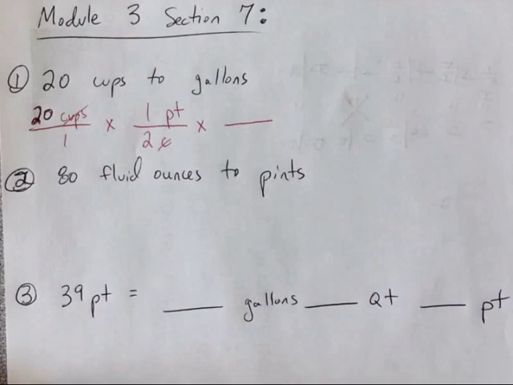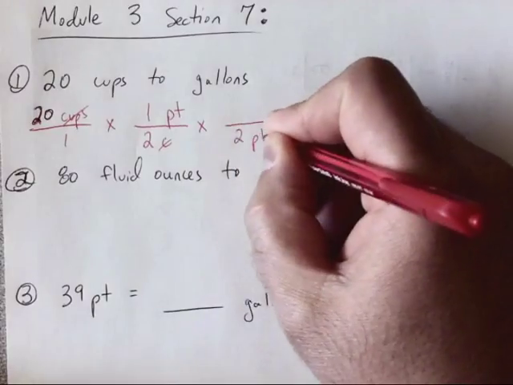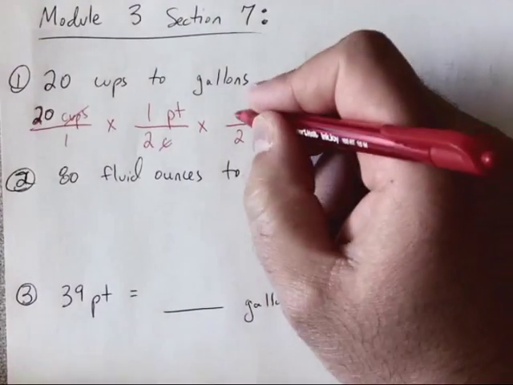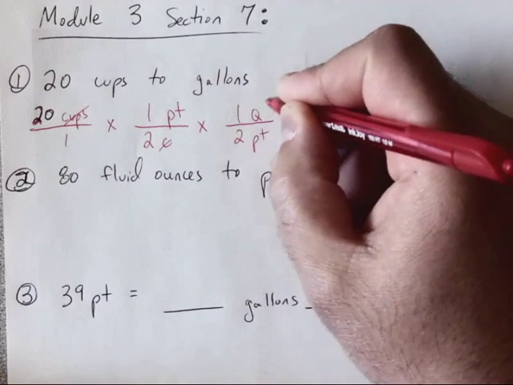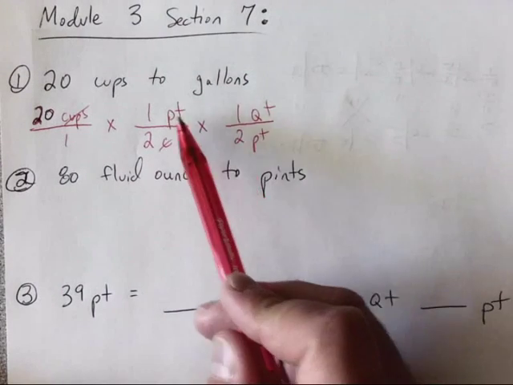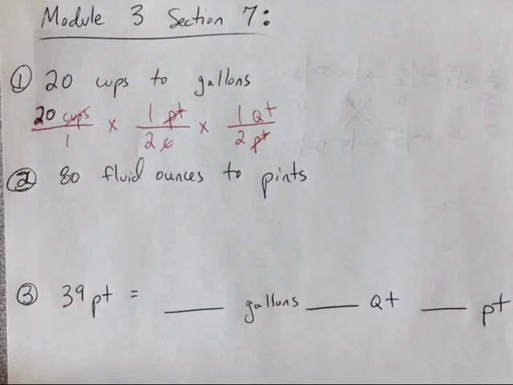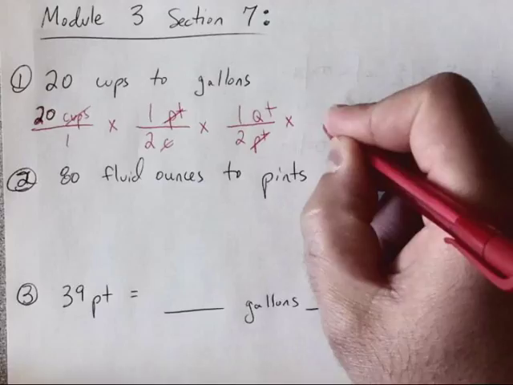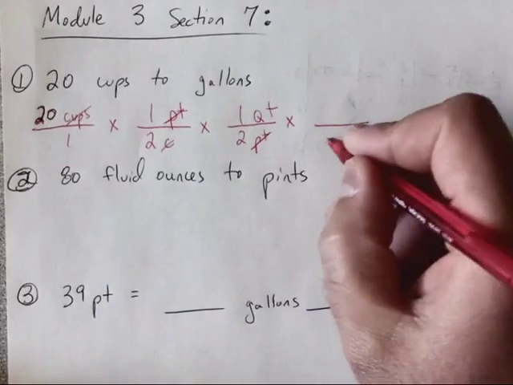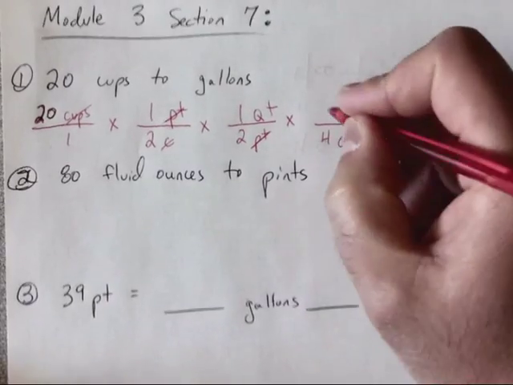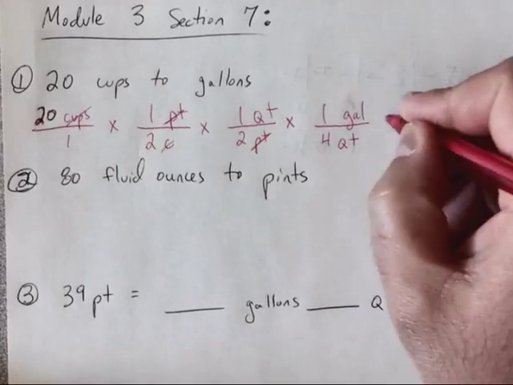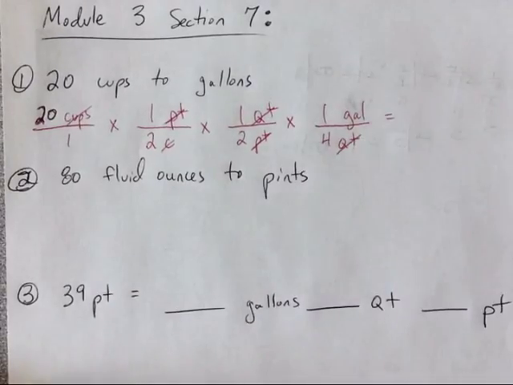And then we want to go from pints to quarts. So we know that there are 2 pints in a quart. So I'm going to put pints here, and quarts up top. Keep in mind we want to have the units that we want to cancel top and bottom, like we've been doing. So that puts it in quarts, and then we want to go from quarts to gallons. So we know there are 4 quarts in 1 gallon. So quarts are going to cancel, and then our unit should be gallons, and that's what we want.